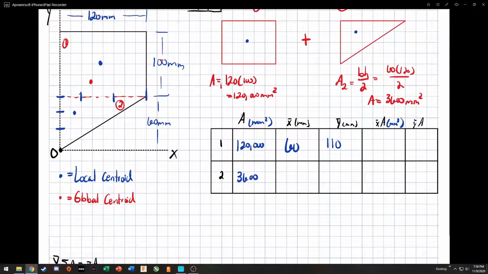Now to find our x bar and y bar of the triangle, our local x bar of 2, if we look at it, on our x, we need to take 1/3 times the amount of distance it takes in the x direction, which is going to be 120 millimeters. So our x bar of 2 should be 40 millimeters.